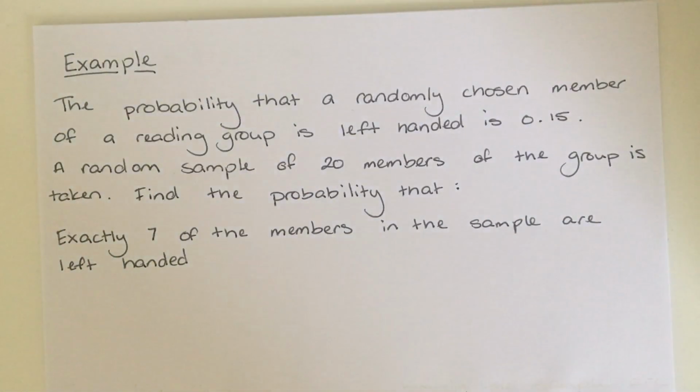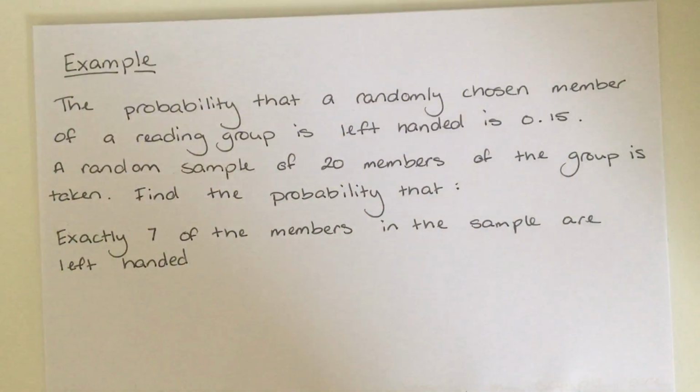Okay, we have an example here. The probability that a randomly chosen member of a reading group is left-handed is 0.15. A random sample of 20 members of the group is taken. Find the probability that exactly 7 of the members in the sample are left-handed.